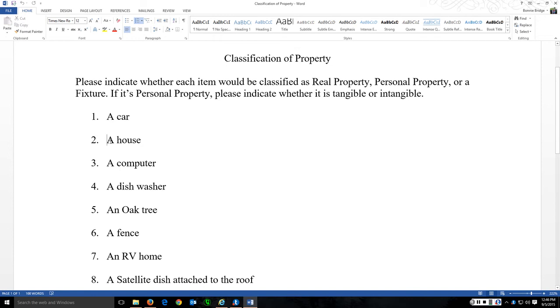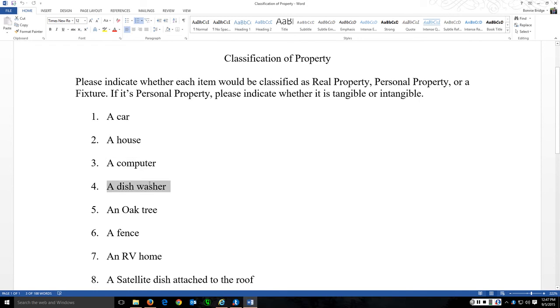The next item is a house. So again, let's look at our definition of real property versus personal property. Real property is land and anything attached to it. A house is attached to it. Therefore, a house is real property. Next, number 3, a computer. A computer is personal property. It's not land or anything attached to it. It's movable. It's tangible. You can touch it. So a computer is personal property that's tangible.